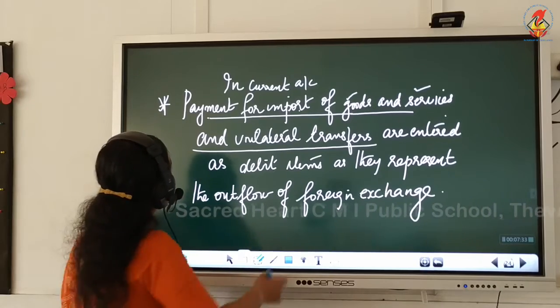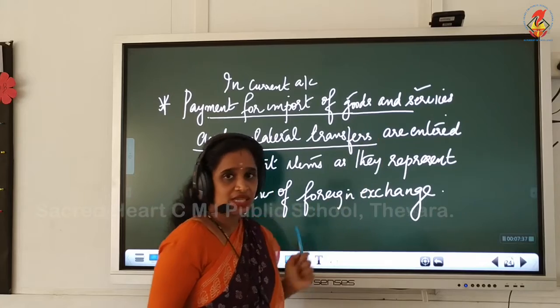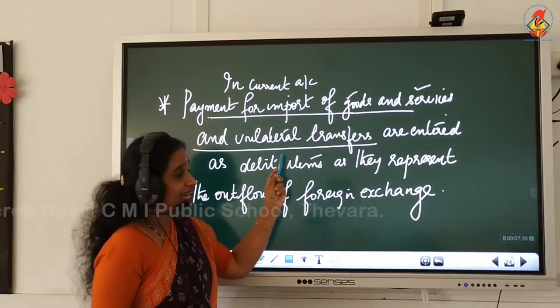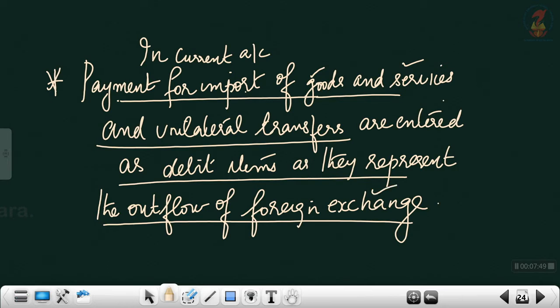So once again, in a current account, payment for the import of goods and services and unilateral transfers are entered as debit items as they represent the outflow of foreign exchange. We will make payment only for imports of goods and services and unilateral transfers.